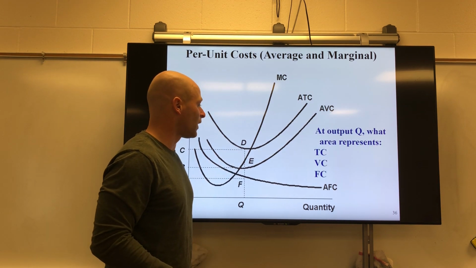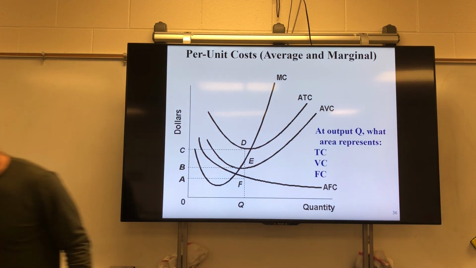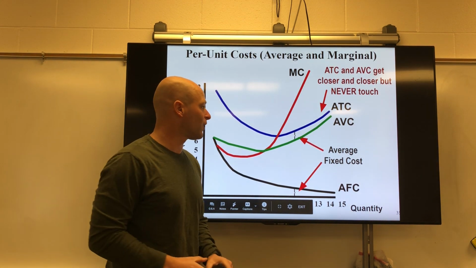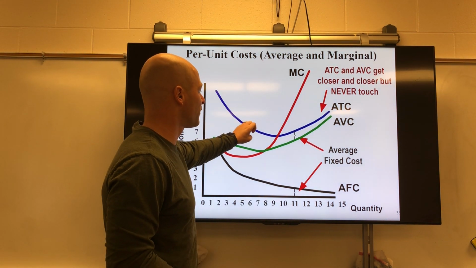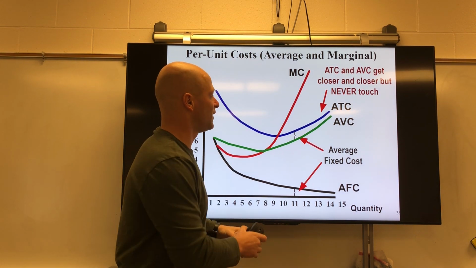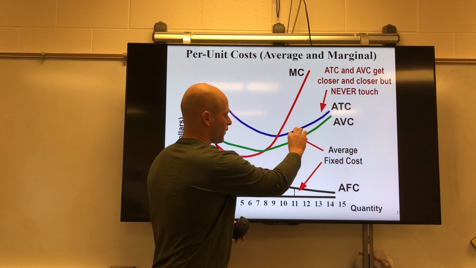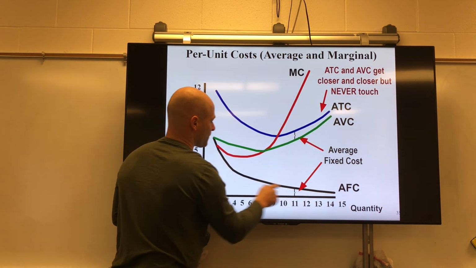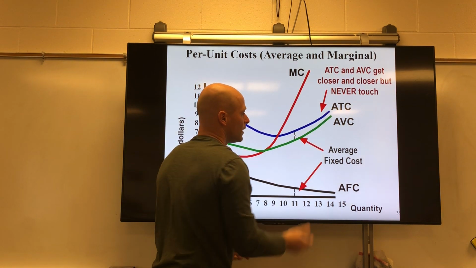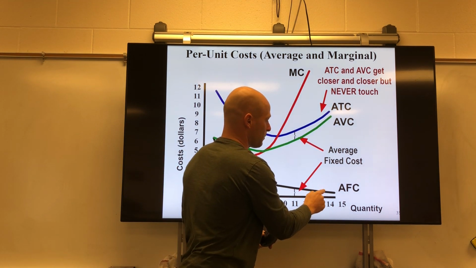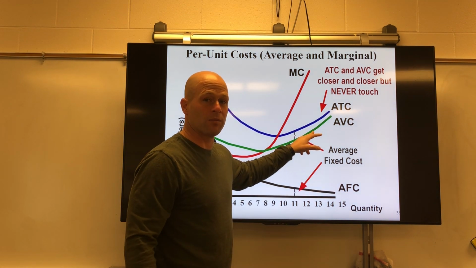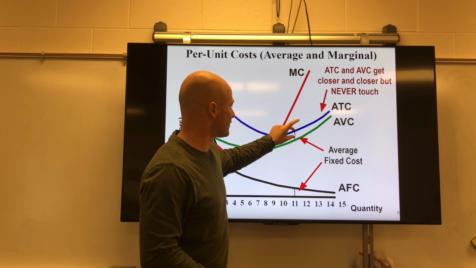So, I want to actually now go back a little bit and just look at a couple key details when we're looking at this graph. Once again, the same exact thing. One thing that you'll notice with the ATC and the AVC, they're always going to be as far apart as this line right here, as AFC. That distance between these two lines is represented by the average fixed cost. To get average total cost, you take average fixed cost and average variable cost and you add them together. So that's why that distance is always going to be consistent.